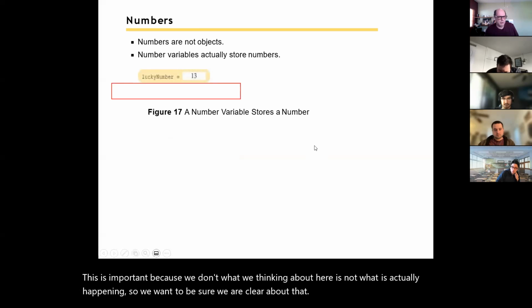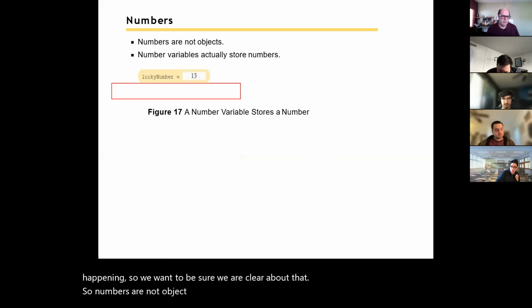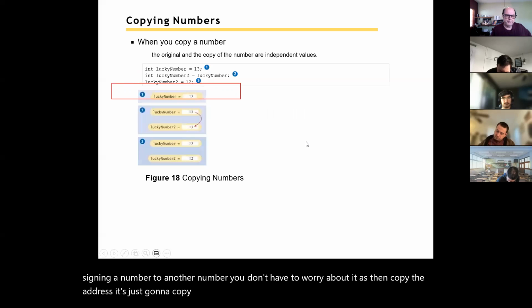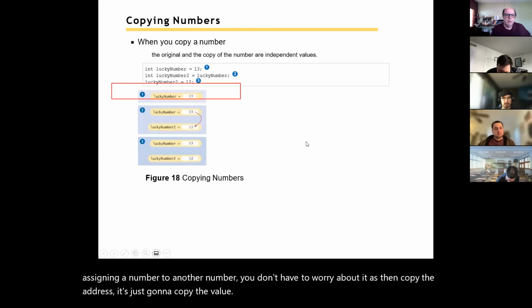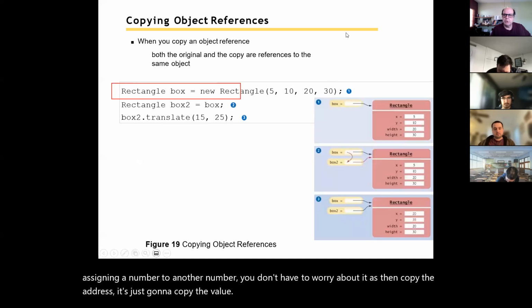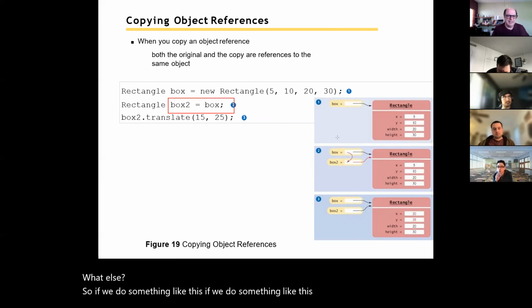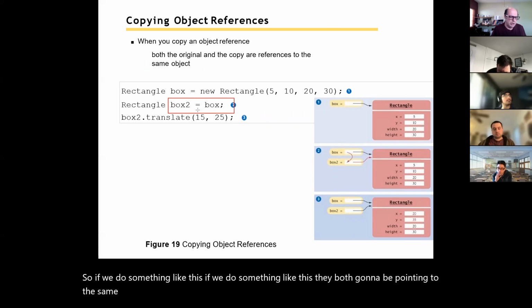So numbers are not objects. That's one of the few things that are not objects. So when you're assigning a number to another number, you don't have to worry about it. It doesn't copy the address. It's just going to copy the value. What else? So if we do something like this, they're both going to be pointing to the same location. So if I make any changes to any of them, it's going to affect the other one too.